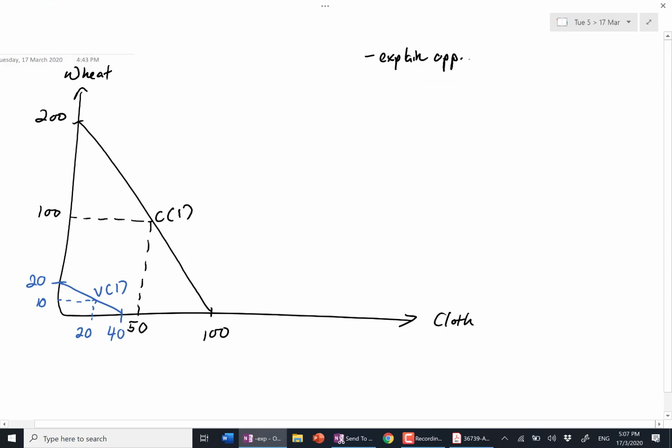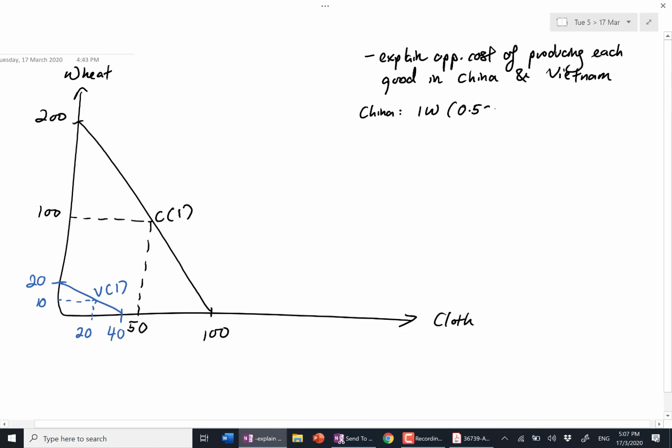the op cost of producing each good, right? Of producing each good in China, represented by C, and Vietnam, represented by V. So we're going to say, alright, now we see that the op cost of 1 wheat in the case of China, because you can produce either 200 wheat or 100 cloth, is 0.5 cloth. Whereas for 1 cloth, it's just the reverse. Then in Vietnam, 1 wheat, the op cost is 2 cloth. 1 cloth, the op cost is half a wheat.